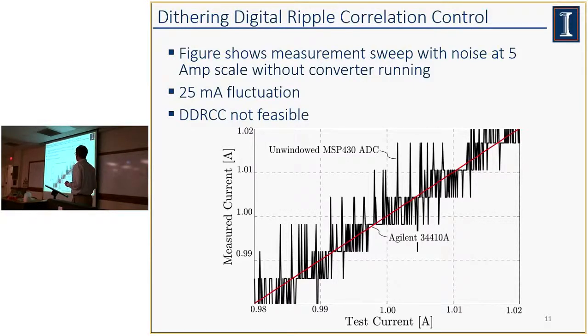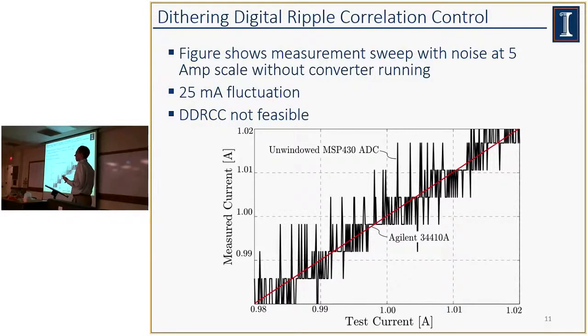This is a high precision sweep of test current, and these are the values, the readings that were yielded by an Agilent multimeter and the unwindowed MSP430 ADC. And what you have here is just random noise. There's a couple sources of this.